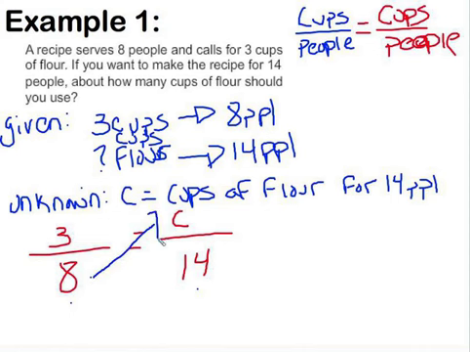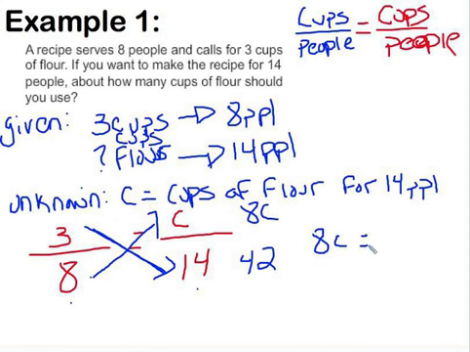So let's cross multiply. I know going up this arrow I'm going to have 8C. And going down this arrow, I'm going to have 3 times 14, which is 42. Now, according to what we learned yesterday, if two ratios are proportional to one another, then their cross products should be equal. So in order for these two recipes to taste just the same, 8C has to be equal to 42.